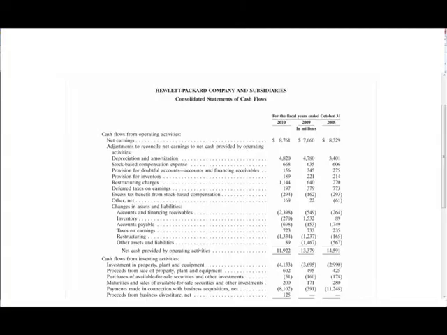Now, while looking at the total cash outflow for investing activities for HP during this period, we can find that the total amount was $11,359 million. Now, the bulk of this cash outflow was used for business acquisitions and investment in property, plant, and equipment.